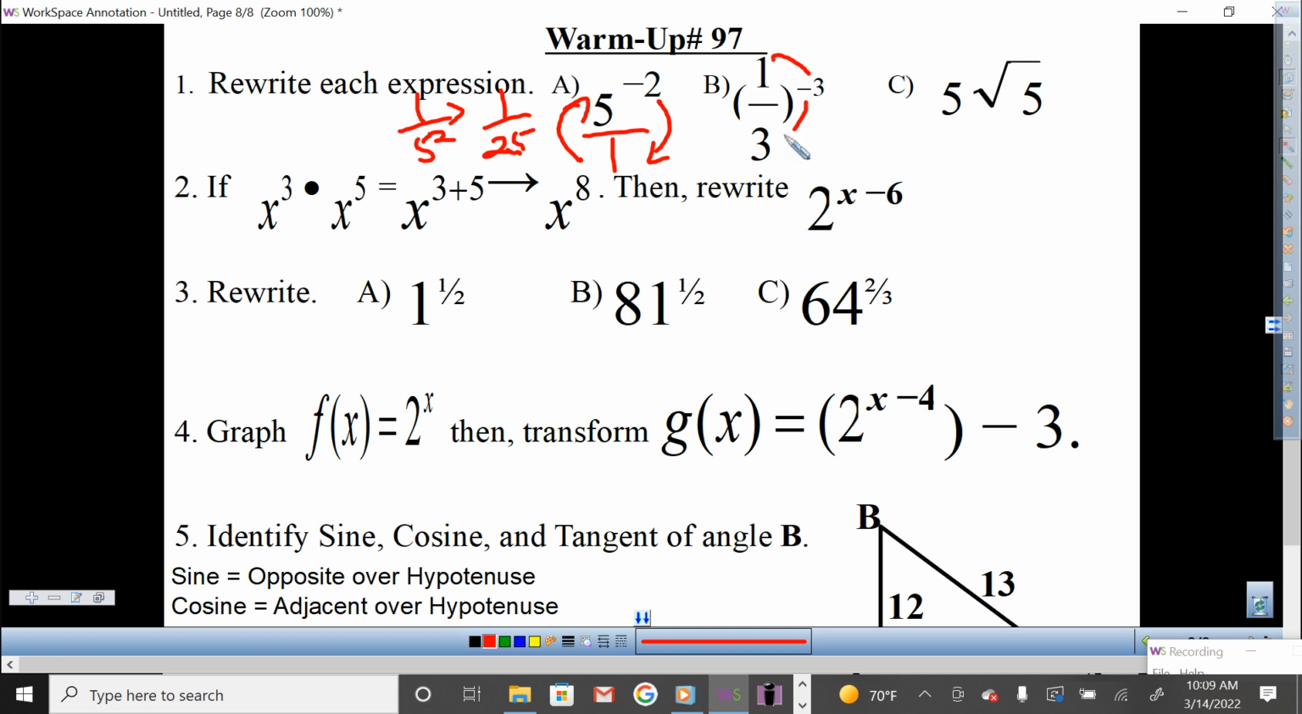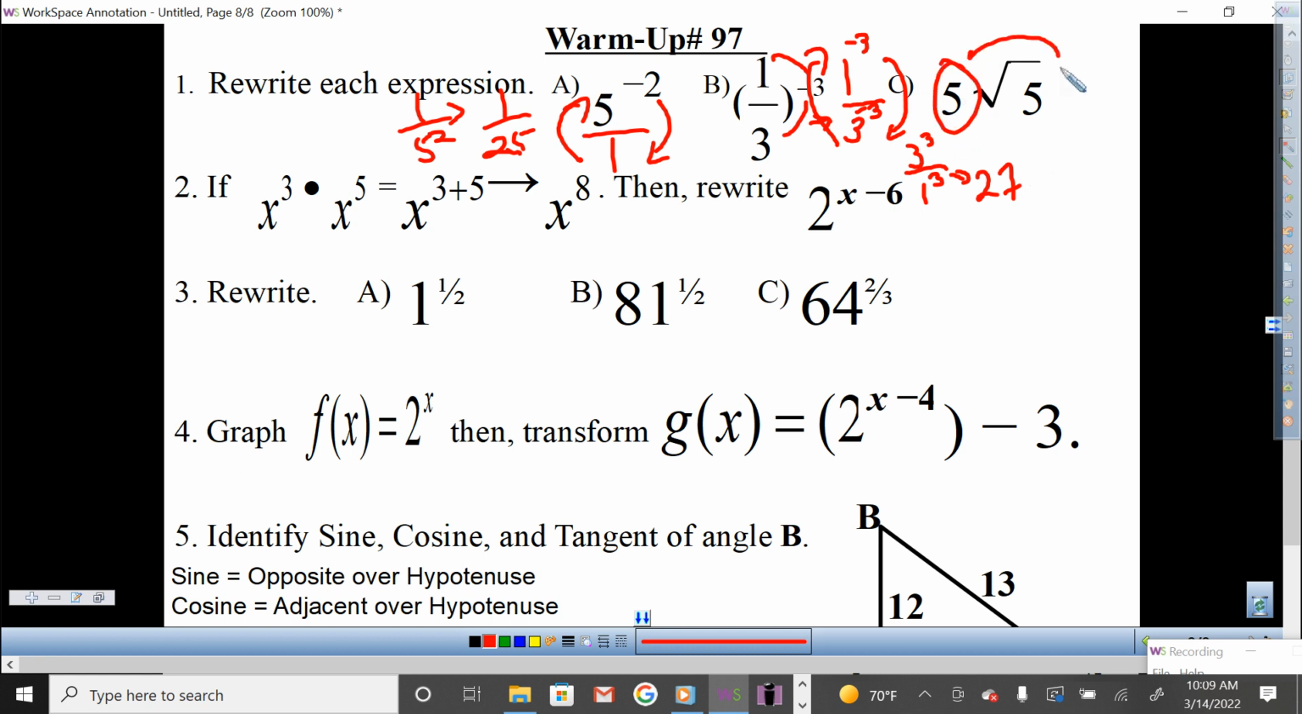B, distribute. Careful not to spill your stuff. 1 to the negative third or 3 to the negative third. Do the reciprocal. So we end up with 3 to the third over 1 to the third, which is 27. Yes? All right.